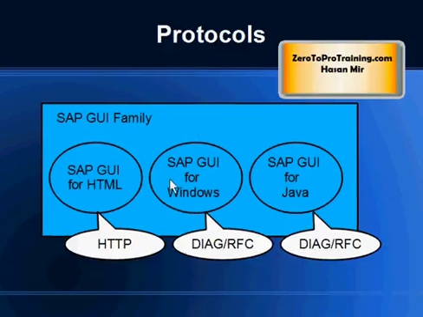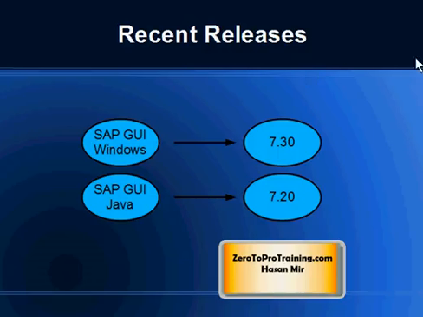SAP GUI for HTML uses the HTTP protocol. All you are using is the browser to connect to the ITS service running on the application server, and this is the same protocol that is used when you open any other web page. HTTP is basically the protocol for browsing websites. SAP GUI for Windows and Java use the DIAG and RFC protocols, which are different from this first one. The current release for SAP GUI for Windows is 7.3 and for Java is 7.2.